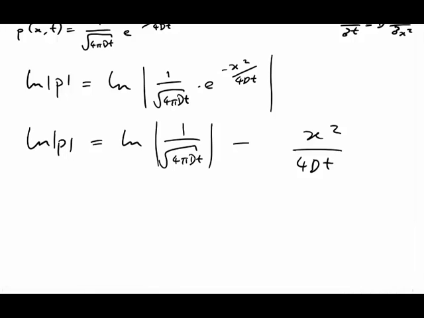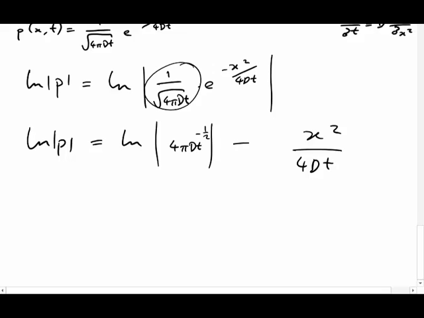And I'm just going to rewrite this. So, are you happy that I can rewrite the thing inside the brackets as 4 pi dt, raised to the minus a half? That is effectively what that is in there, yeah? It's 4 pi dt raised to the power of minus a half.